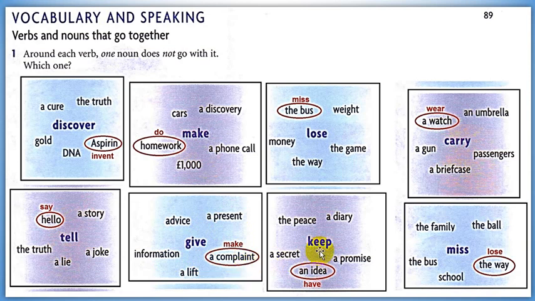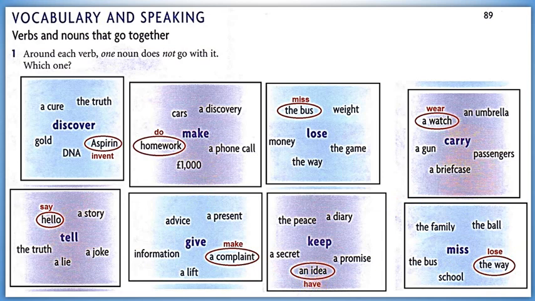Okay. Keep a promise. Keep a diary. Keep the peace يحافظ على السلام. Keep a secret لكن not keep an idea. Have an idea. I have an idea. Miss the ball. Okay. أخطأ الكرة. Miss the family يشتاق إلى العائلة. Miss the bus مثل ما قلنا هنا ويا lose يعني فاتته الحافلة. Miss school سواء يشتاق إليها أو miss the school day بمعنى غاب عن المدرسة. لكن not miss the way مثل ما قلنا the way lose the way يتيه الطريق. Okay. فهذه التعابير جدا مهمة.